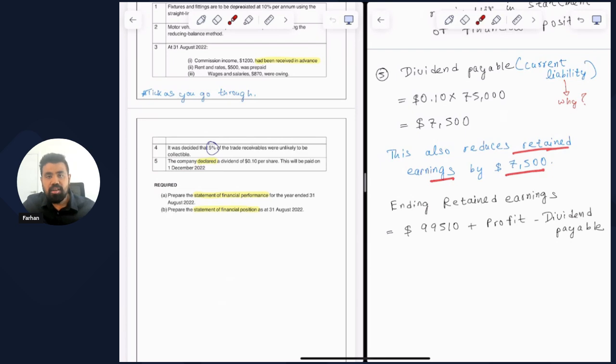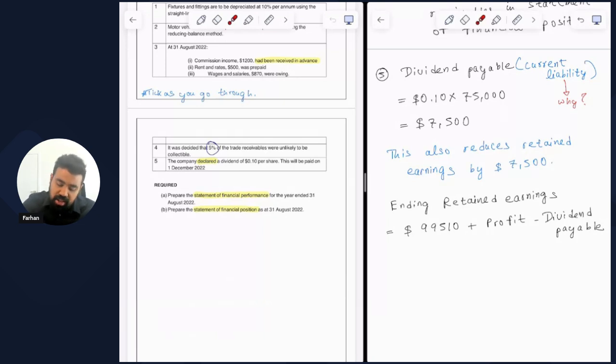Okay. Now, this dividend is going to reduce our retained earnings by $7,500. And retained earnings simply refers to profits that are reinvested in the next financial year after the dividends are paid. Profits from the current year, which are reinvested in the next financial year after the payment of any dividends to the owners or shareholders of the business.